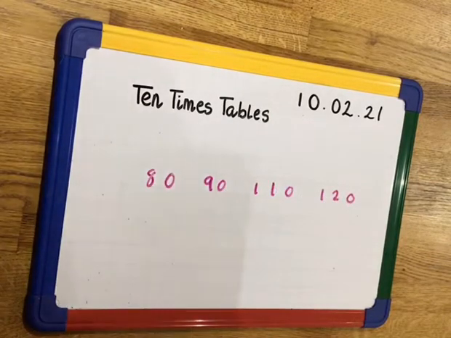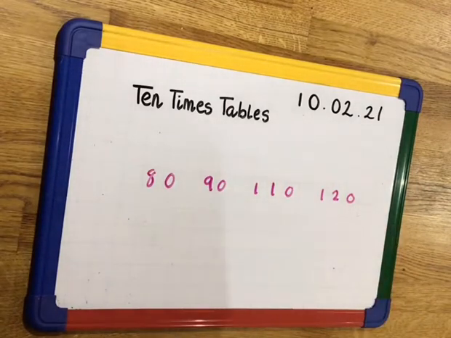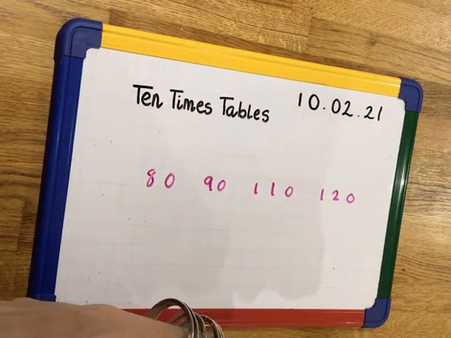So now, children, I want us to think about this number track that I've written. Have I written this correctly? I'm counting from 80 up to 120. Have I got all the numbers in my number track correct? Pause the video here and talk to your grown-up.